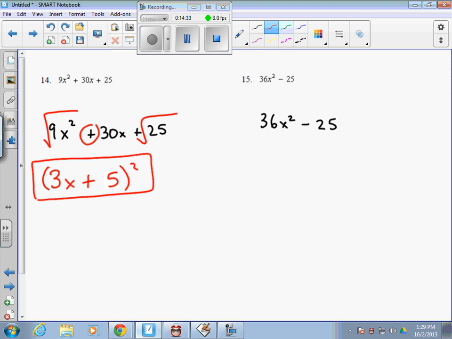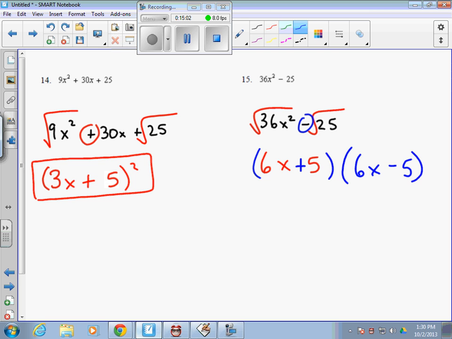Number 15 is the difference of two perfect squares. So it's a trinomial for 14. It's a binomial for 15. But we could take the square root of 36x squared and get 6x and the square root of 25 and get 5. But since it is the difference of them two, that means one's going to be plus, so 6x plus 5, and one's going to be minus, 6x minus 5. That's how you write out the difference of two perfect squares. Again, difference meaning subtract in this case.